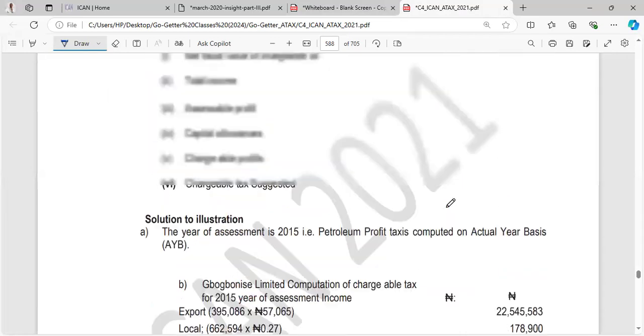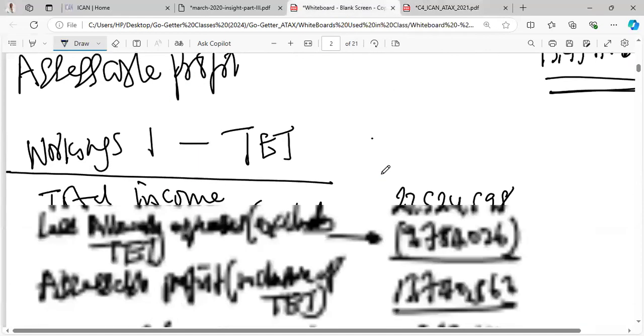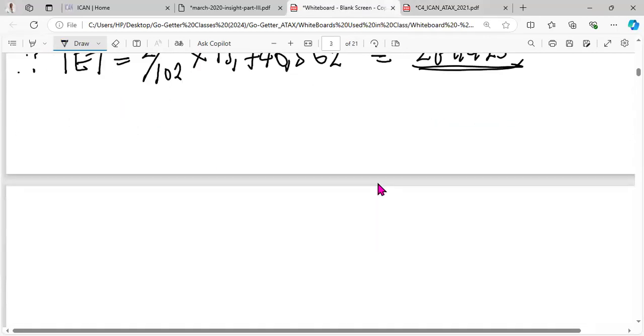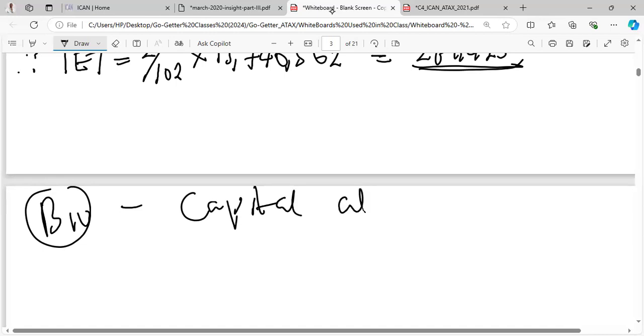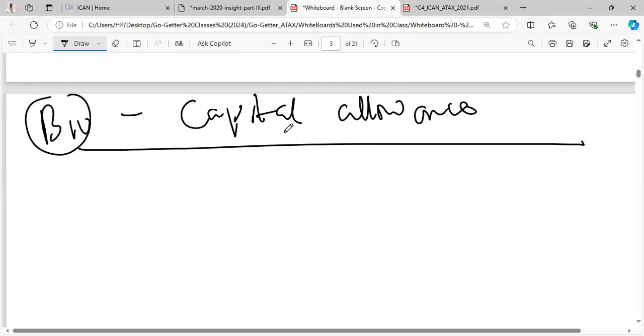Now the next question is asking you to get your capital allowance. What is your capital allowance? So the next thing to do is B3, or is it B3 or B4? B4 is capital allowance. Now, the first thing to do is to look at your annual allowance. So we start with annual allowance.